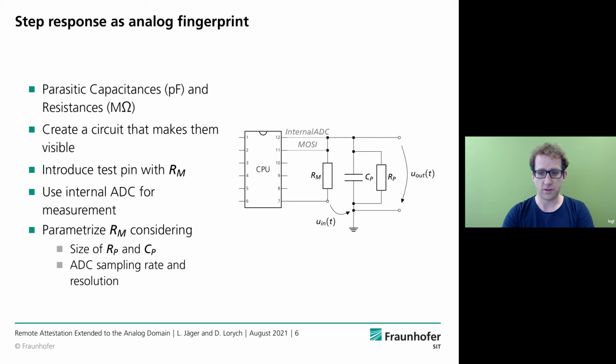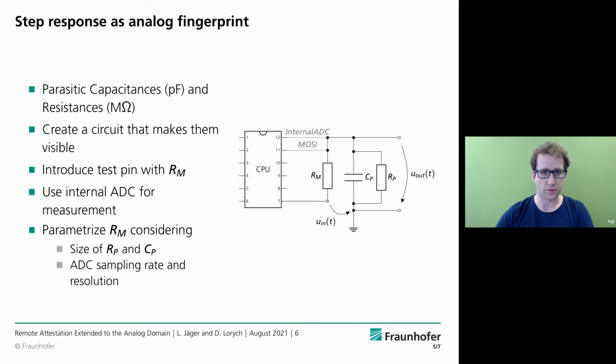You can see the measurement circuit as an image on the right. This is basically the image with the TPM before, but replaced with a very simple model. So CP here models the parasitic capacitances of the TPM and of the circuit board it's attached to, and RP models the parasitic resistances. Also, you can see the MOSI communication line between the CPU and the TPM from before, but we want to measure the characteristic of this MOSI communication line.